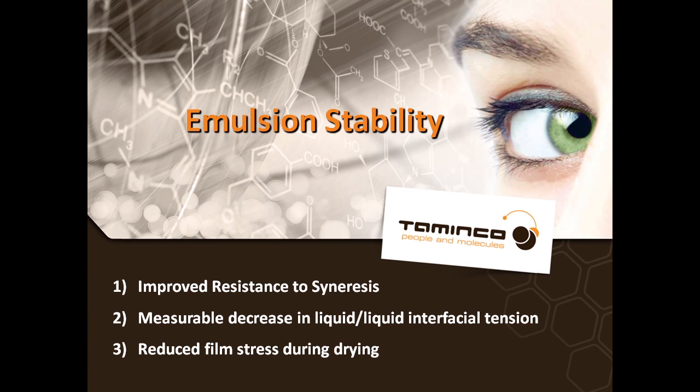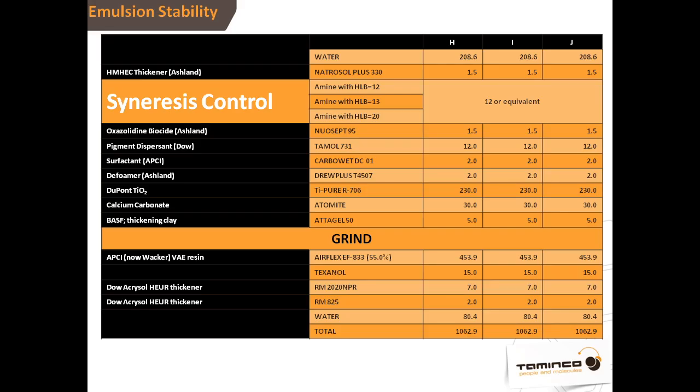And the use of structurally appropriate multifunctional alkanolamines can significantly enhance colloid stability in the overall paint. Today we've chosen to demonstrate that with some experiments that show improved resistance to syneresis. We've done some actual measurements of liquid interfacial tension, and we can show the implication of that for colloid stability. And we have a couple of demonstrations of reduced film stress during drying.